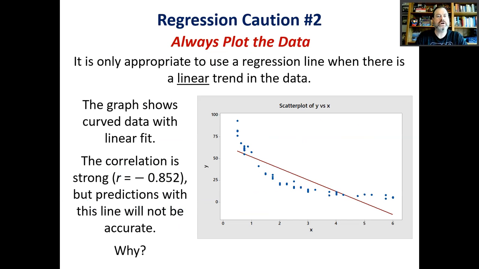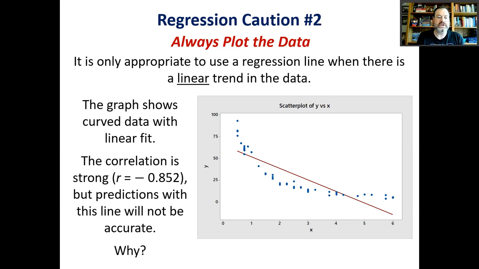All right, regression caution number 2: always plot the data. We saw this in section 2.5 about always graphing the data. Here, though, we're interested more in linear versus nonlinear. It turns out that it's only appropriate to use a regression line when there's a linear trend. If there's a nonlinear fit, there are lots of different ways for things to be nonlinear, but we're really looking at the curved type of nonlinear.